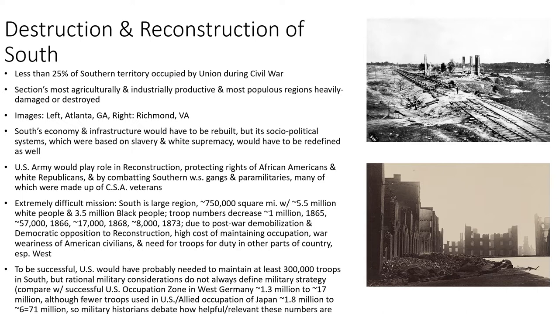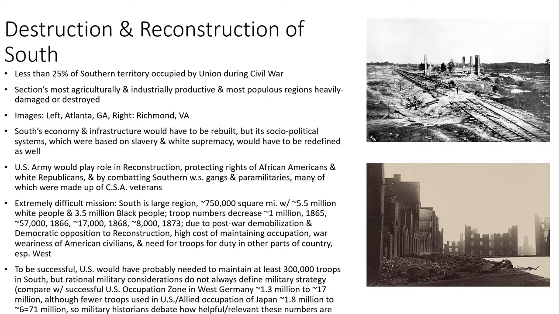This is because of post-war demobilization and Democratic Party opposition to Reconstruction. You'll remember from your American history courses that it was the Republican Party that was interested in reconstructing the South, redefining its social systems, while the Democratic Party generally wanted things to stay as much as possible like they were before the Civil War. If slavery had to be abolished, then at least keep the white supremacist social systems of slavery. That was what the Democratic Party and what most white Southerners wanted. And of course, the Democratic Party in the South had many allies in the North.